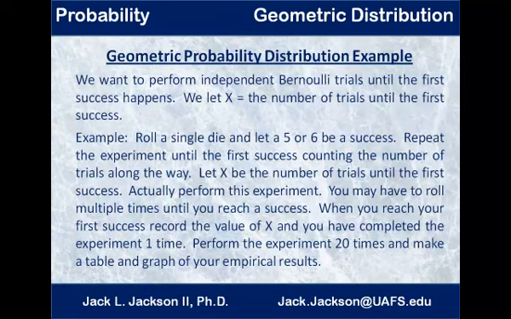Suppose we roll a single die and it's a success if it's either a 5 or 6. In other words, just the same thing we looked at in our Bernoulli trial just a minute ago. So we want to repeat this Bernoulli trial until the first success, counting the number of trials along the way, and let x be the number of trials until the first success.